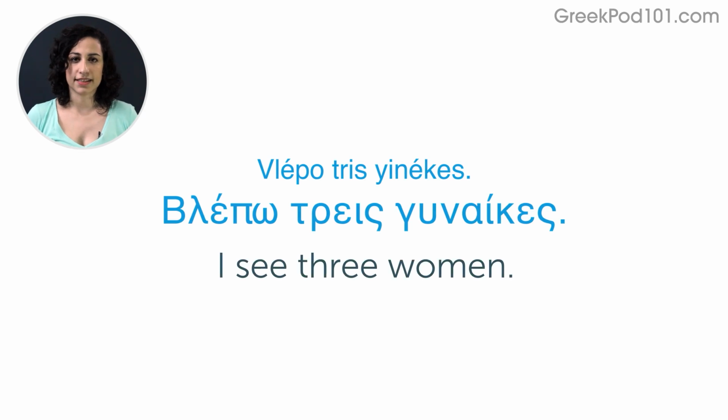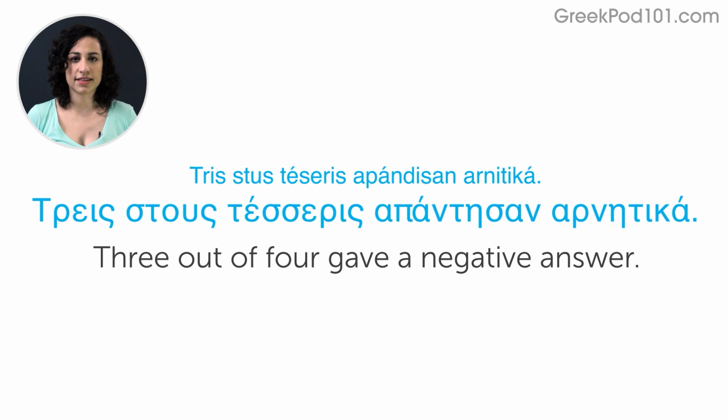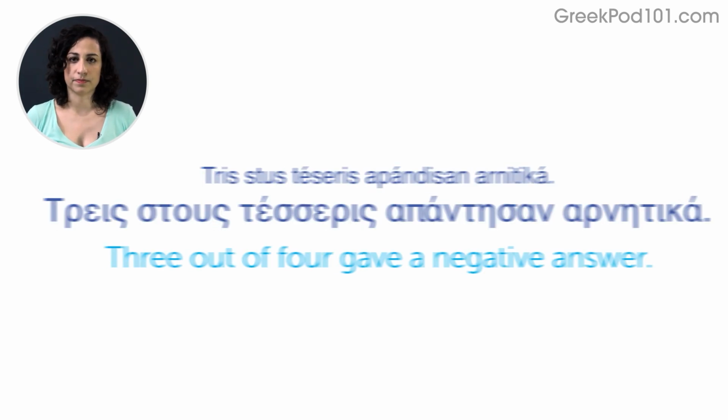Here are some sample sentences. Βλέπω 3 γυναίκες. I see 3 women. 3 στους 4 απάντησαν αρνητικά. 3 out of 4 gave a negative answer.